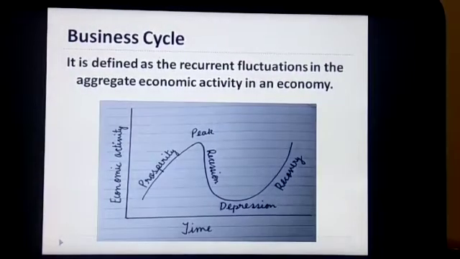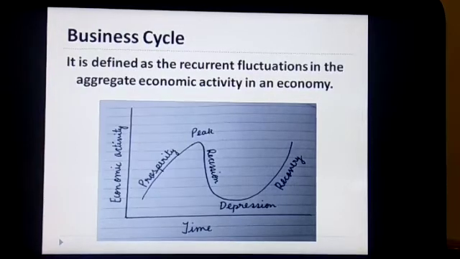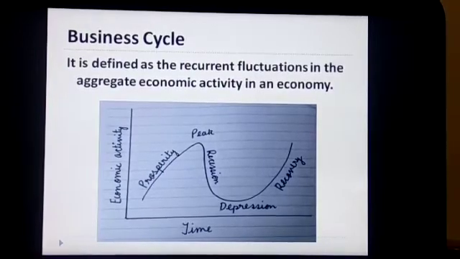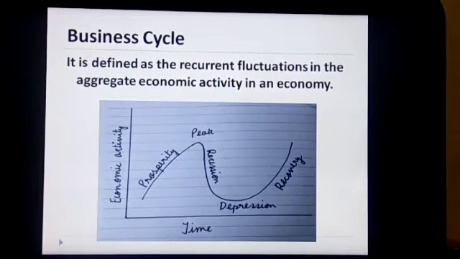Business cycle is our next definition. You can see the business cycle there: prosperity, peak, recession, depression, recovery. When we discuss the business cycle, we discuss it with various phases. If we go to the definition, business cycle is defined as the recurrent fluctuations in the aggregate economic activity. So what is meant by business cycle? It is recurrent. Recurrent means continuous fluctuations. Things will never stay good in the economy.